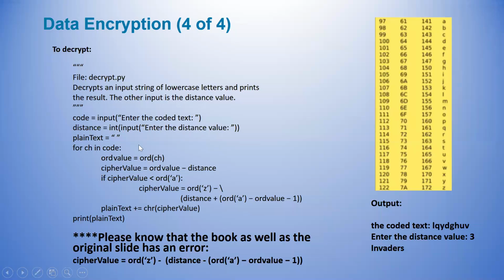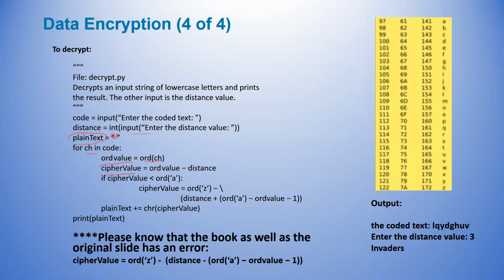This is decrypt. Decrypt is to go the other way. So once again, you get whatever the user enters, okay, and then you get the distance from the user, and then you declare this variable, assign an empty space. This is not a space, everybody. It's empty string, okay, empty. So no space. And then you do the same thing. You get the ord value and the cipher.